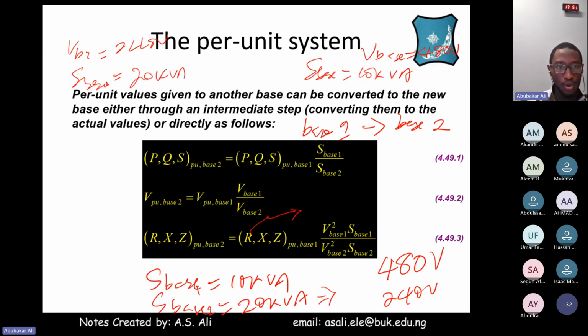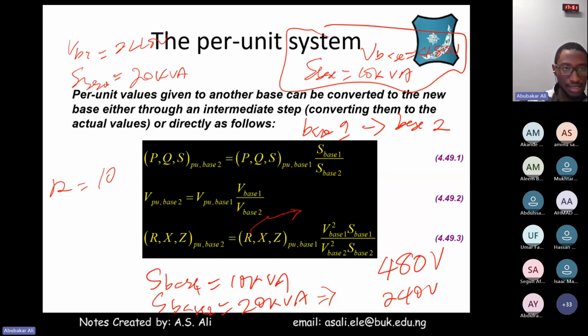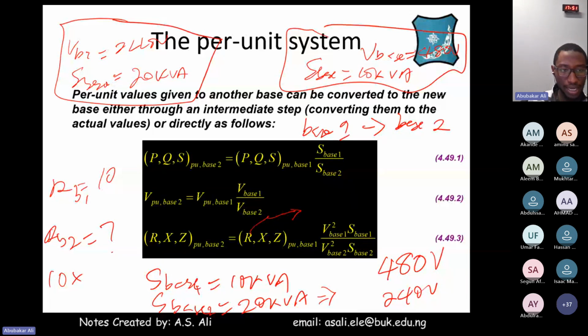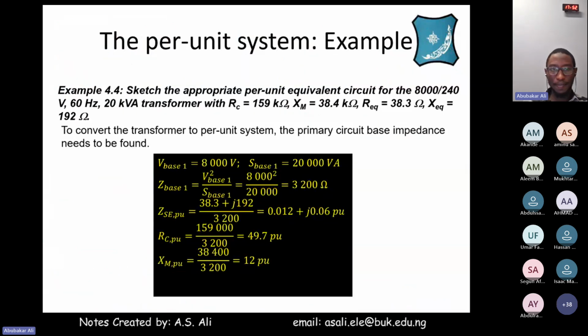So if somebody tells you that the resistance obtained when using the previous set is, let's say, 10, what's going to be the resistance if I am now in this base? Let's say this is RB1. What's going to be RB2? You just say, where is the RB1? It's 10. Multiply it by V base 1, which is 480 squared, times 10 kVA, divided by the new one, which is 240 squared, times 20 kVA. And this gives you R base 2. So this is the conversion we're talking about. Is that clear?